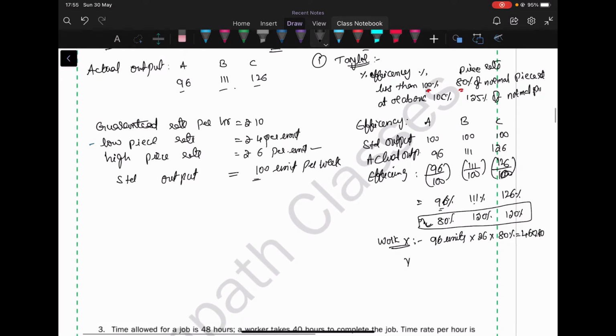Coming to worker Y, his efficiency is 111%, and how many units did he produce? He produced 111 units. Rate per unit is 6 rupees into 120%. He will be getting paid 111 into 6 into 120%, that is 799 rupees 20 paisa. 799 rupees 20 paisa is the amount for the second person.